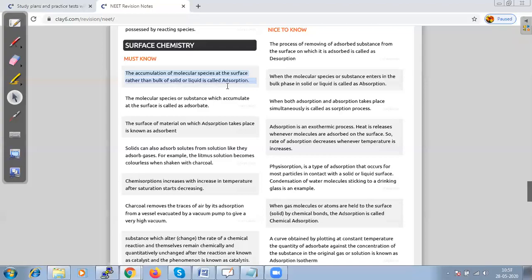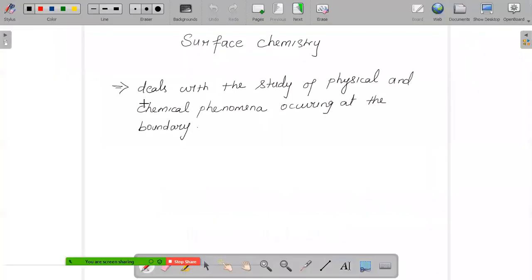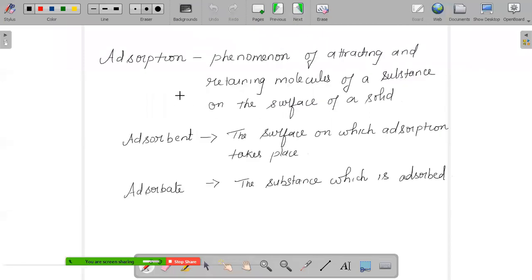So in surface chemistry, we are going to talk about two important concepts, that is adsorption and absorption. When we say adsorption, it is the phenomenon of attracting and retaining the molecules of a substance on the surface of a solid.